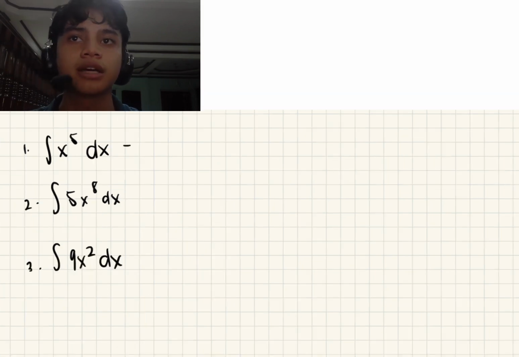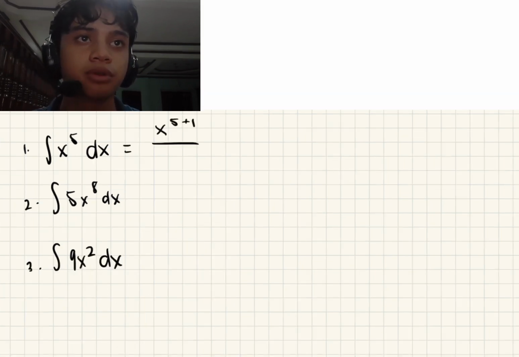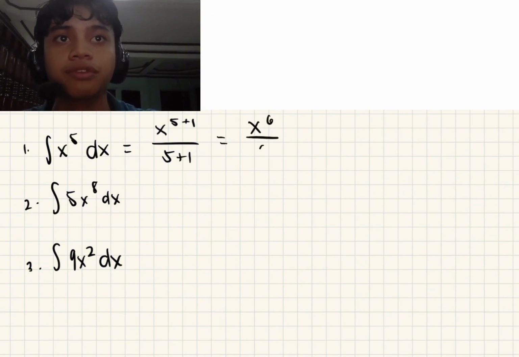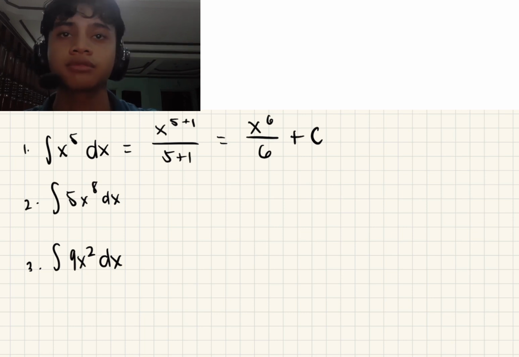So for the first example, we're just going to add 1 to the exponent of x. And then we're going to divide by the exponent plus 1, and then add the constant of integration. So that's x to the 6 over 6 plus c.